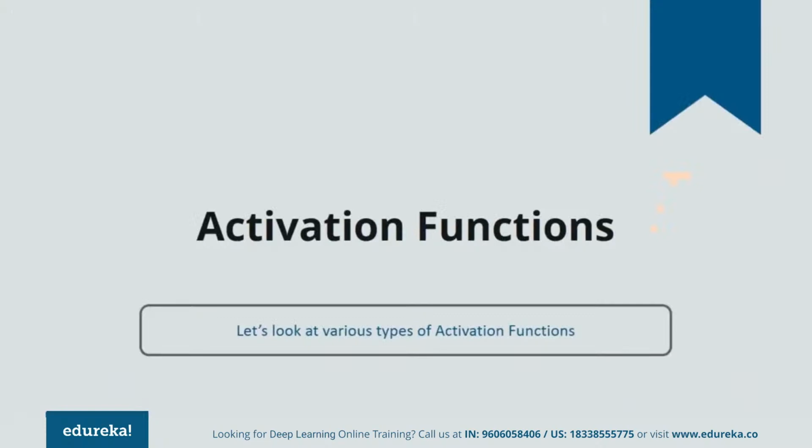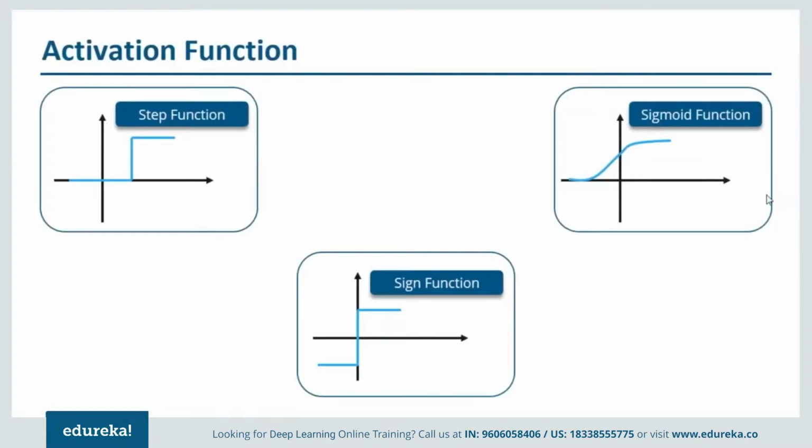Next up, we'll understand the various activation functions available. These are 3 activation functions, although there are many more, but I've listed 3. Step function: the moment your input is greater than this particular value, your neuron will fire, else it won't. Similarly for sigmoid and sine functions as well. There are many more that I've told you about earlier as well, but these are the 3 majorly used activation functions.